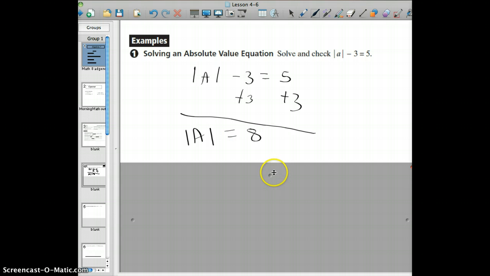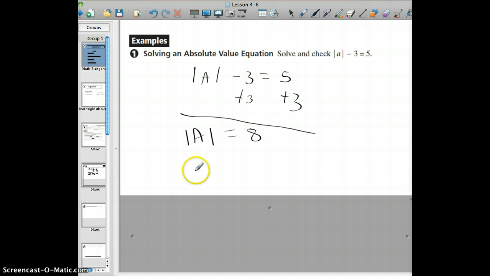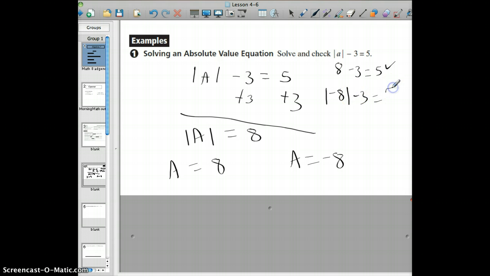We then want to break it down into the positive and negative. A equals 8 and A equals negative 8. And that's it. So when you have the equation, the absolute value of A minus 3 equals 5, think about this. If I put an 8 in here and take the absolute value of it, subtract 3, I get 5. If I take the absolute value of negative 8, minus 3 equals 5. In that case, it works as well. Now let's move on to a second example.